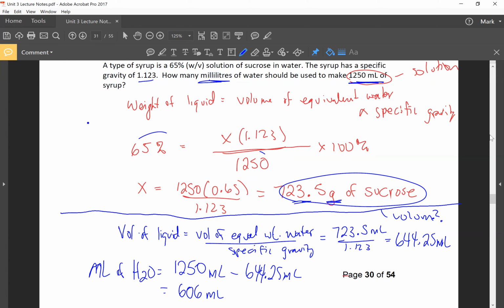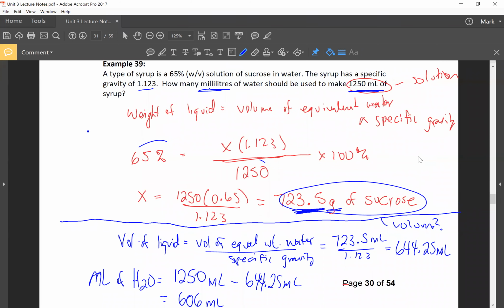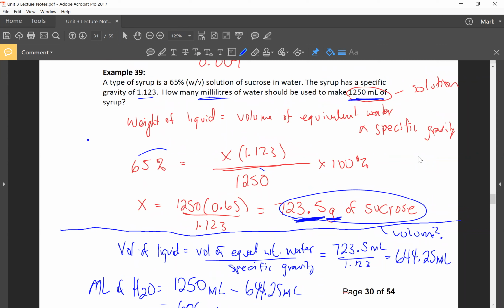So the first thing I did was figure out how many grams of sucrose I put into the solution. X was my mass of sucrose. And the reason I multiplied it by 1.123 was because that's the formula for the weight of this liquid. So I took the volume, the X here would be the volume of equivalent water, multiplied by 1.123, and there I get my answer.